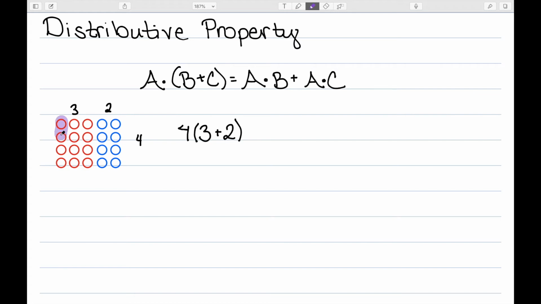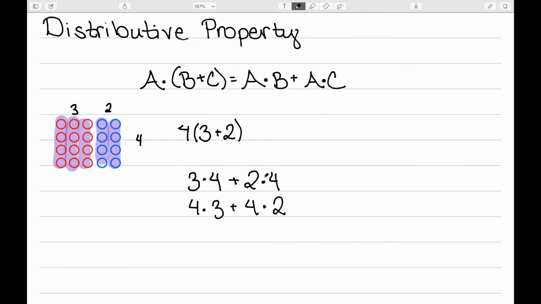On the other hand, if I think of this in terms of columns, well then my red columns, I have 3 red columns, each which contain 4 circles. And I also have 2 blue columns, each which contain 4 circles. So we have that 4 times (3 plus 2) is the same thing as 4 times 3 plus 4 times 2. Since we have proven that the commutativity property is true and the order of multiplication doesn't matter, we can now see that these two things right here are the same, which is exactly what our distributive property says.